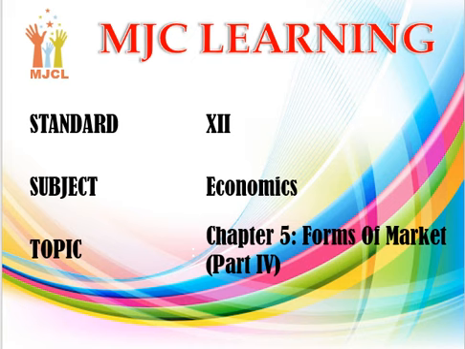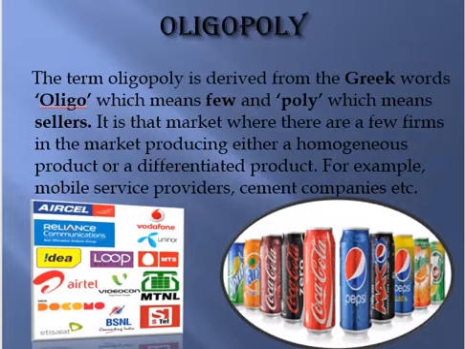Later, we have also done monopoly as a market competition, and today in our part 4 we are going to discuss in brief our topic called oligopoly. Oligopoly is said to be one of the imperfect market competitions because it is not perfect. That is why it has been included under imperfect market competition.